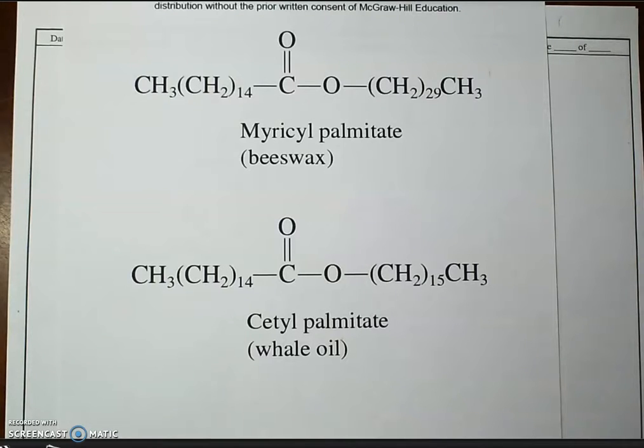Okay, let's take a look now at a couple of other categories of lipids here. This is from section 3, the non-glyceride lipids. We've already looked at the steroids. Now quickly I want to look at waxes and sphingolipids.